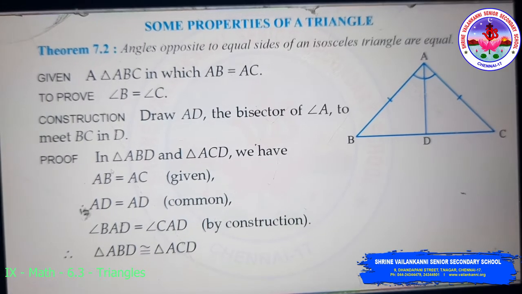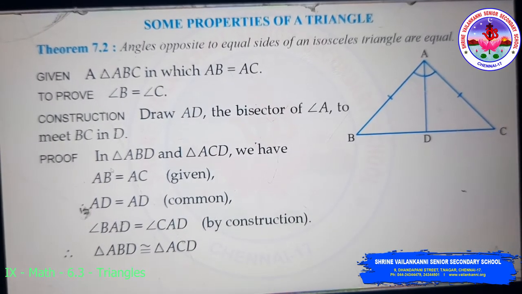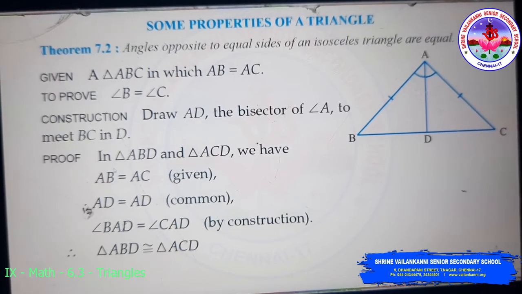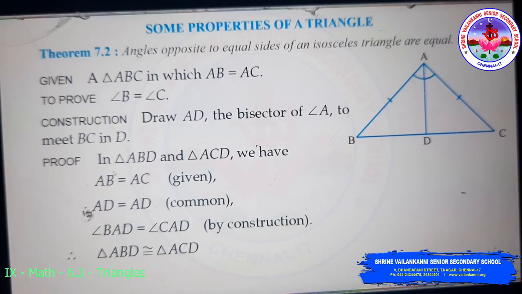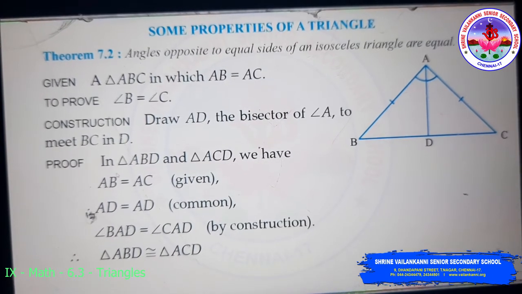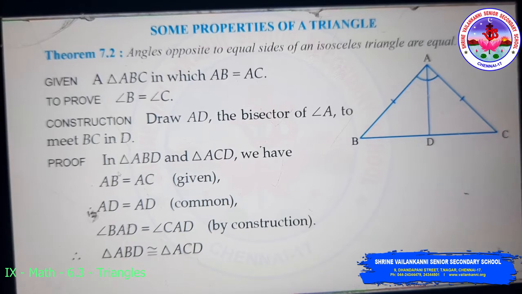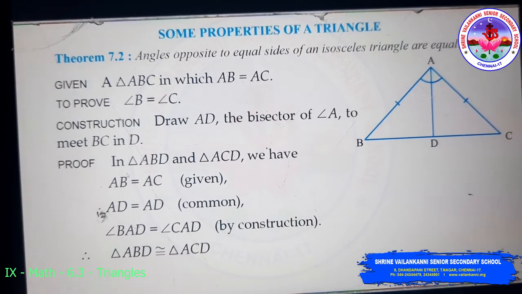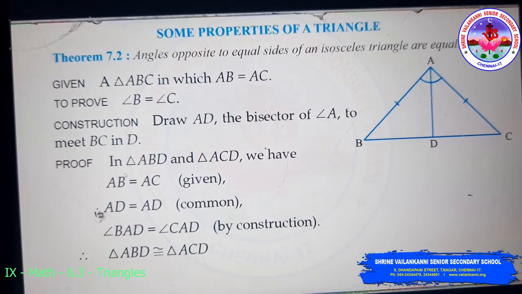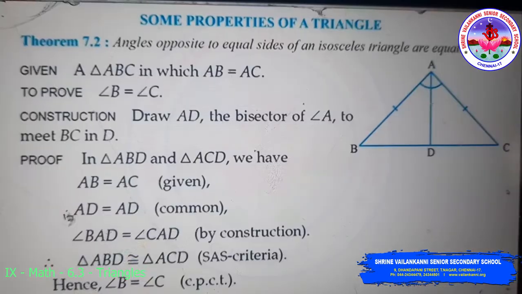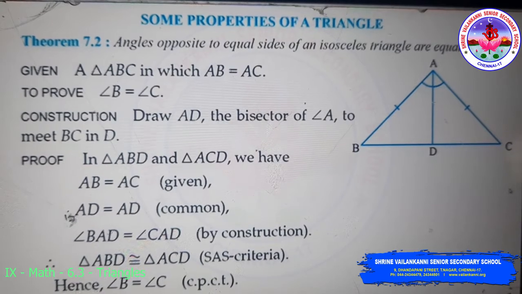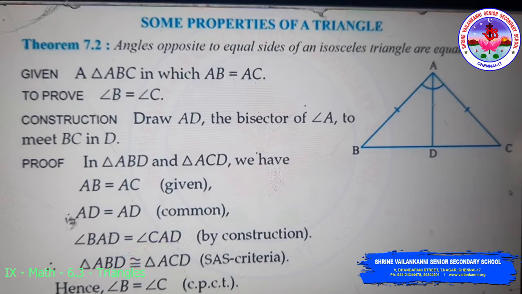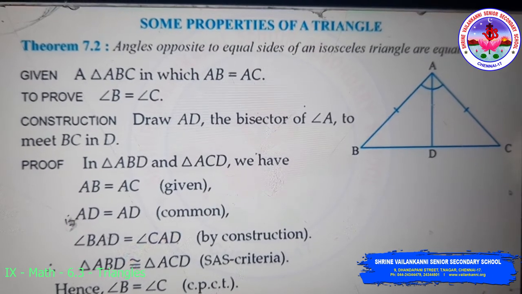Coming to the figure, let us consider a triangle ABC, which is an isosceles triangle having AB equal to AC. We are going to prove that the angles opposite to the sides AB and AC, that is angle B and angle C, are equal to each other. The solution: in triangle ABC, it is given AB is equal to AC. We want to prove angle B is equal to angle C.